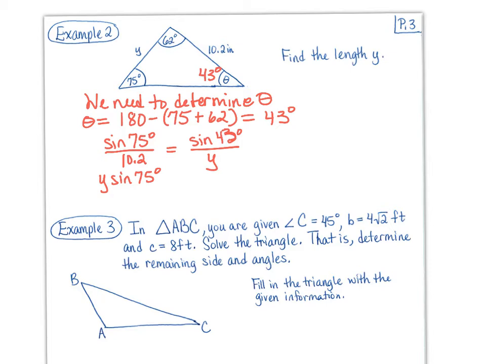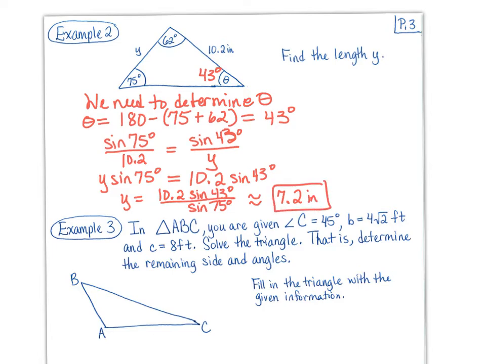So you have y times sine of 75 degrees is equal to 10.2 times sine of 43 degrees, right? And then you divide both sides by sine of 75 degrees. And what are you getting? I got 7.58. Did everybody get 7.58? So entering that in, you have 10.2 times sine of 43 degrees divided by sine of 75 degrees, and that's approximately 7.58 what? Inches. Good. What questions do you have?